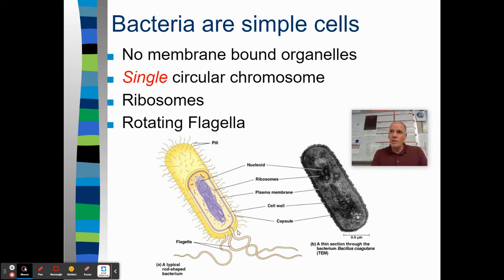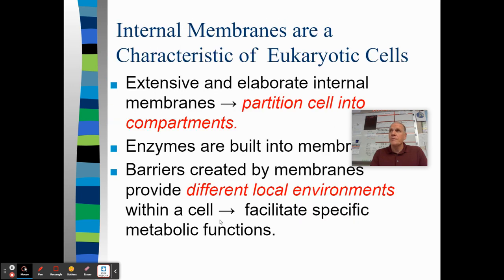Some bacteria will have flagella, some have pili. Actually, they don't have cilia, they have pili. They have ribosomes, which are not membrane bound. They have a plasma membrane, and they have cytoplasm. And that's about it. Very different than a eukaryotic cell, remember, which has all those different organelles.